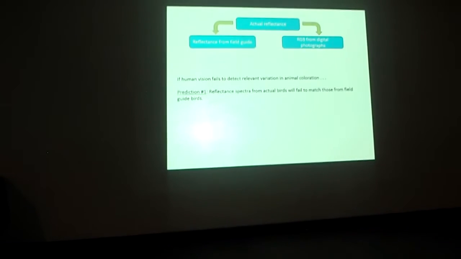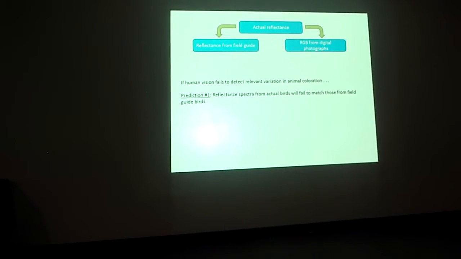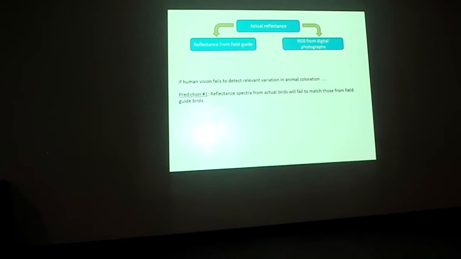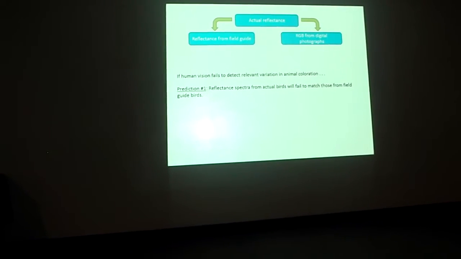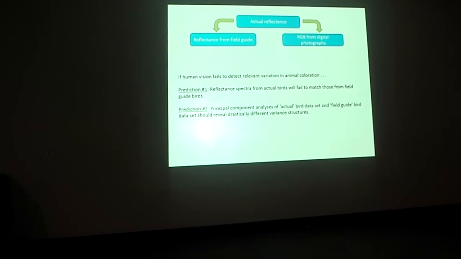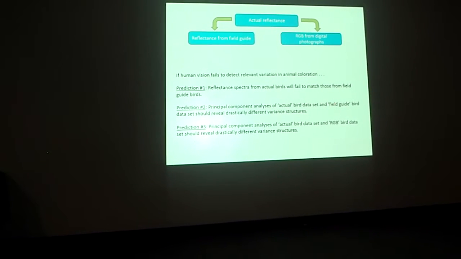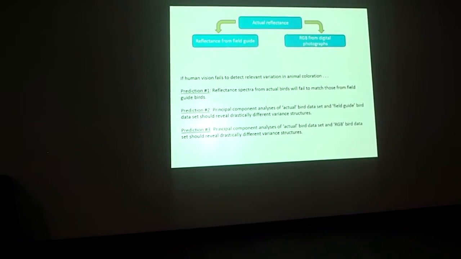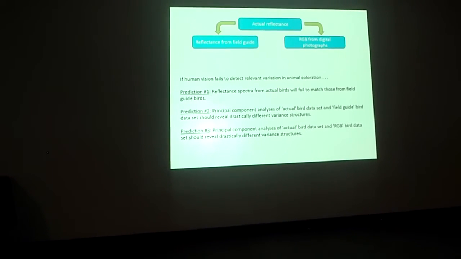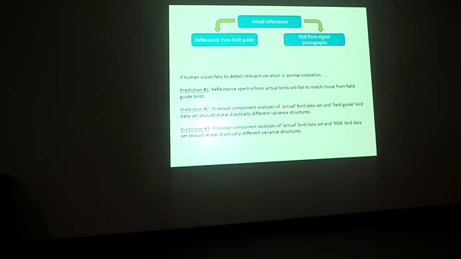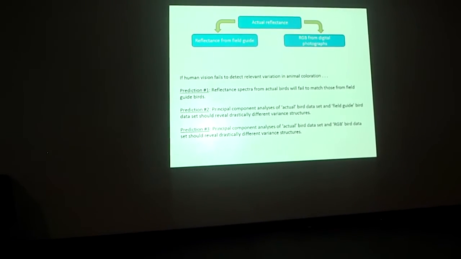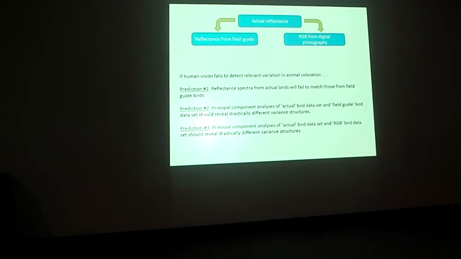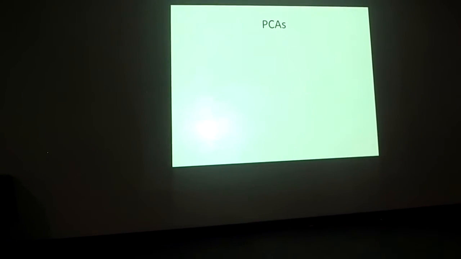Okay, so that's the first prediction. Now, given that those reflectance spectra are so far mismatched, given that they're so different, we want to ask the question: does the principal components analysis of the actual bird data set, the field guide bird data set, and the RGB data set reveal similar variance structures? You would think, given how poorly those two data sets match, that it would do a poor job. And yet you find the exact opposite.